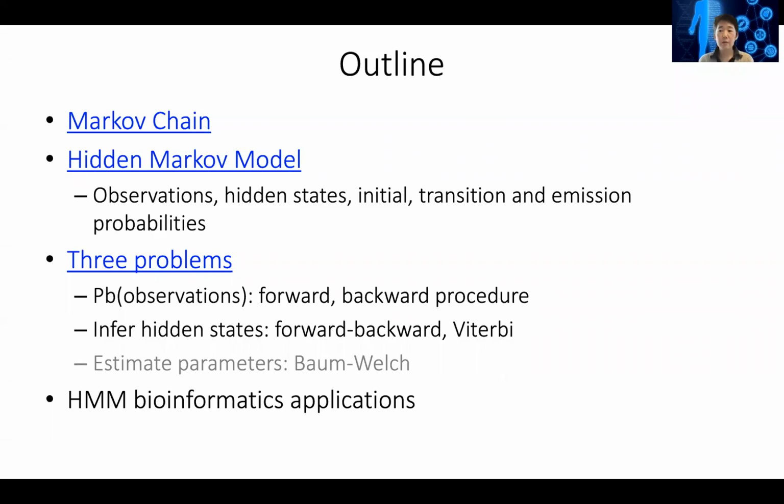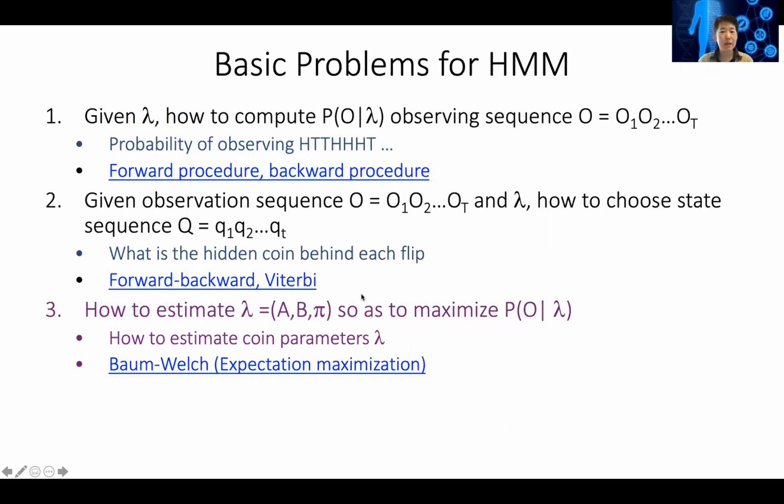There are three basic problems in a hidden Markov model. For simplicity, we are going to use the coin flip example, but later on in the bioinformatics application section, you can see how this is being used in real problems. The first problem is, given that the parameters for the hidden Markov model are all provided, how do we compute the likelihood of a particular observation?